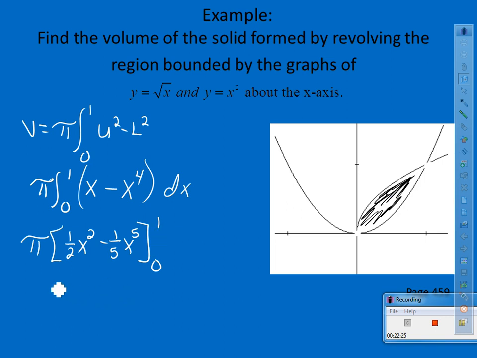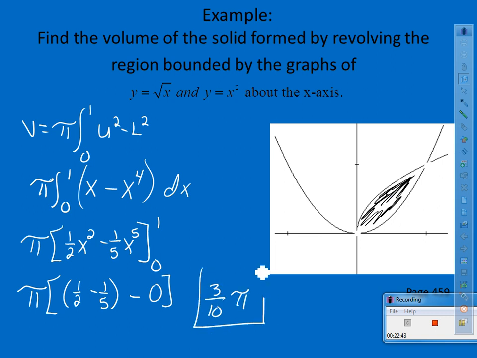If I run 1 through here, it looks like I'm going to get 1/2 minus 1/5 minus, and when I run 0 through there, I'm going to get 0. So it looks like 5/10 minus 2/10. So this volume looks like 3/10 pi. So that's what we got going on today.